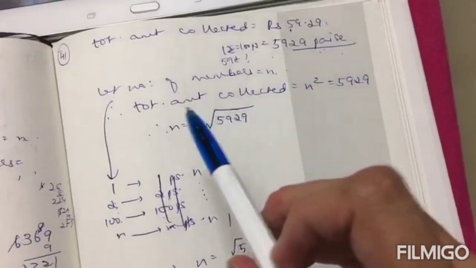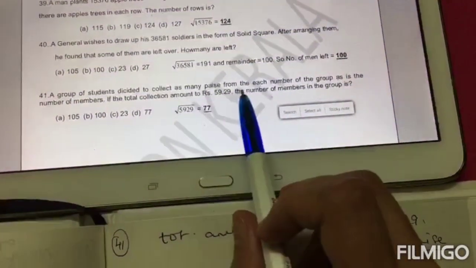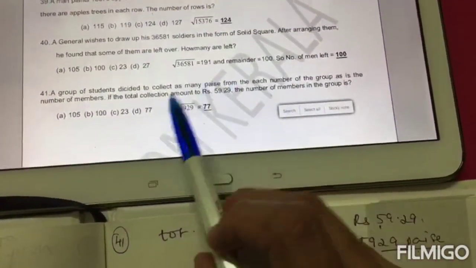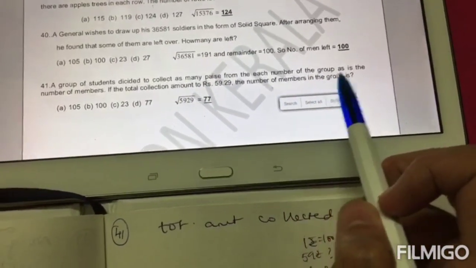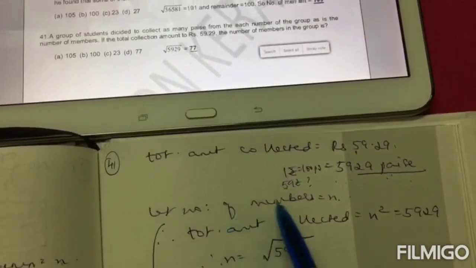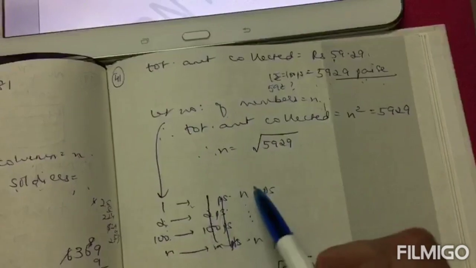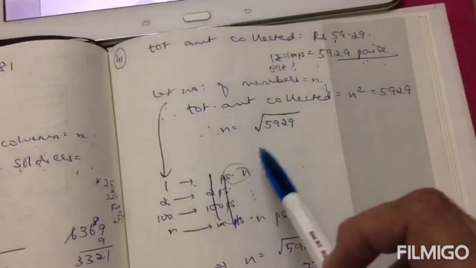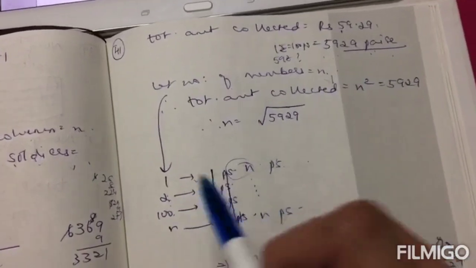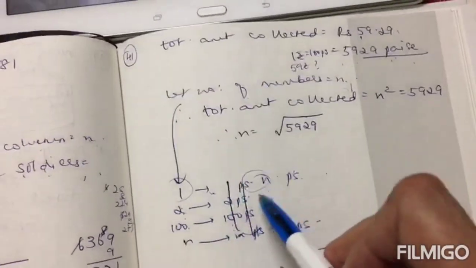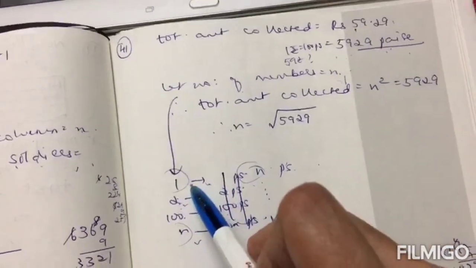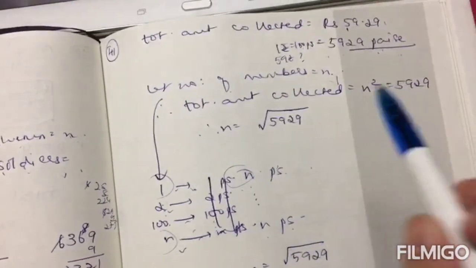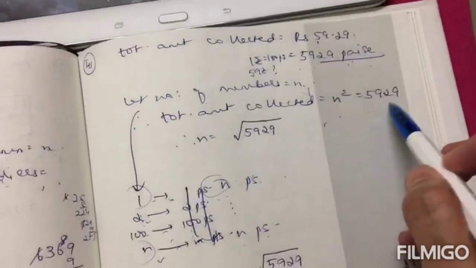Okay. Now, what they are saying is each member of the group decides to collect as many paise as is the number of members. So let the number of members be n. Therefore, each person will pay n paise. Understood? So how do we write the total amount collected? It would be n paise from the first person plus n paise from the second person till person number n. So it would be n paise into n members, that is n square, which is 5,929.